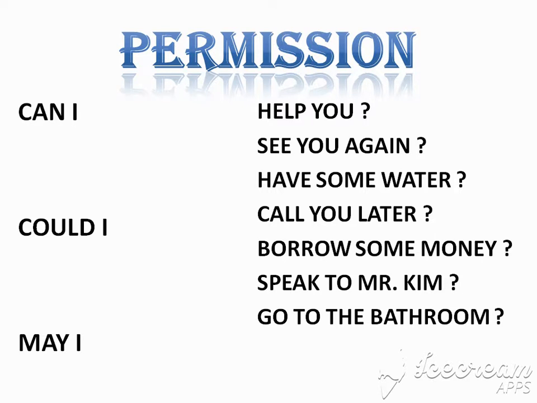So, as I have mentioned before, and you can see, we always use a verb after these expressions of permission. It means that after these expressions a verb must come. So this expression is followed directly by a verb. That's why we can see can I help, or can I see, or could I have, may I borrow, may I speak, and so on.